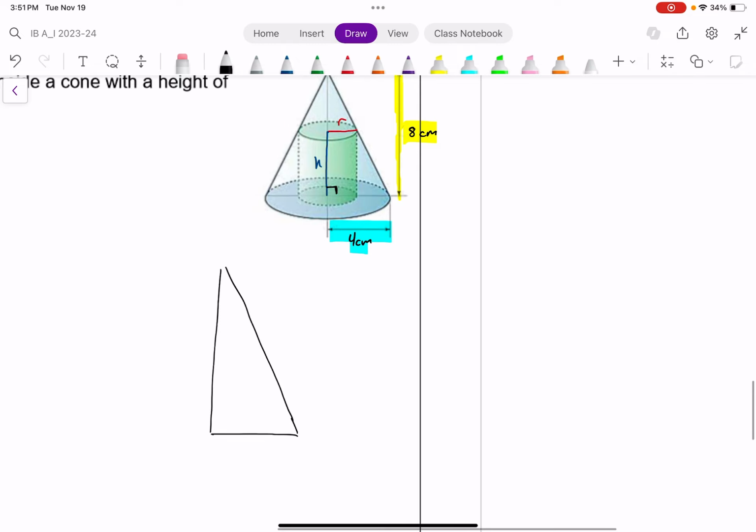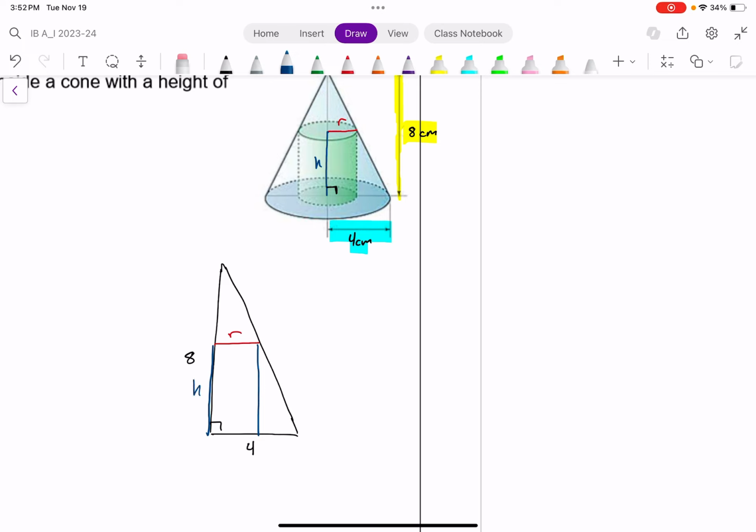So that's the cross section of my cone. I know this is 4 centimeters. I know this is 8 centimeters. And then I have my cylinder here, which has a radius right here and a height right here of h. I'll put the h over here.